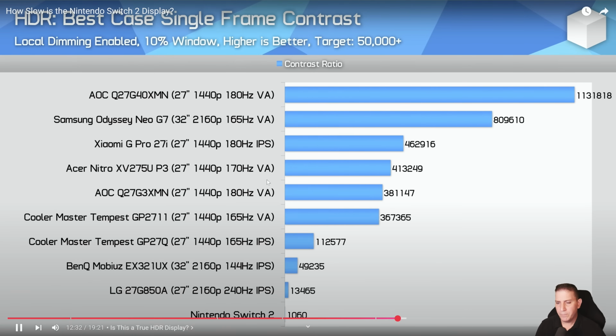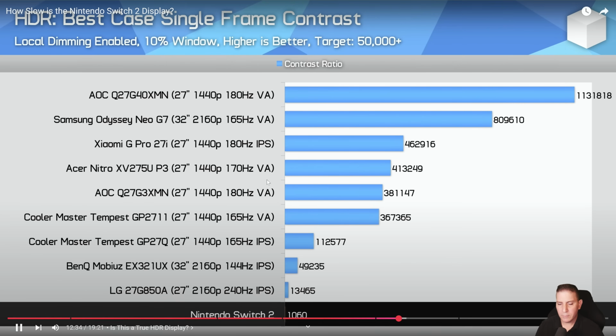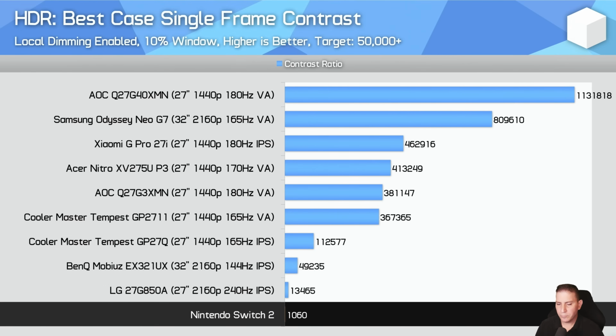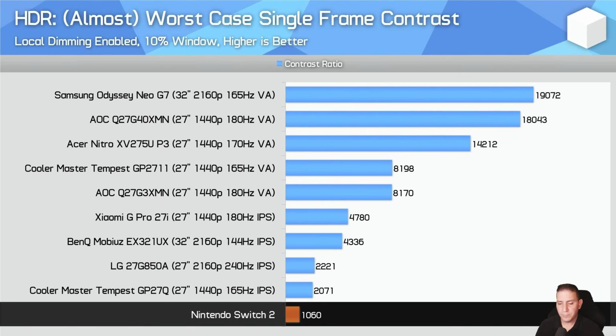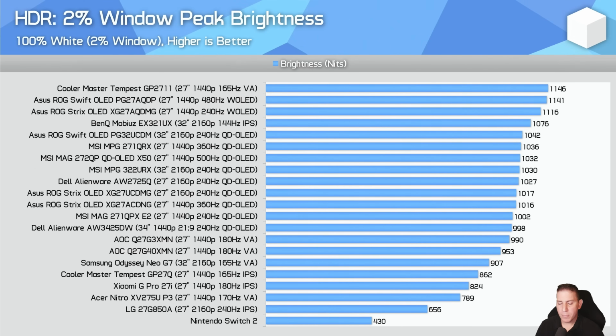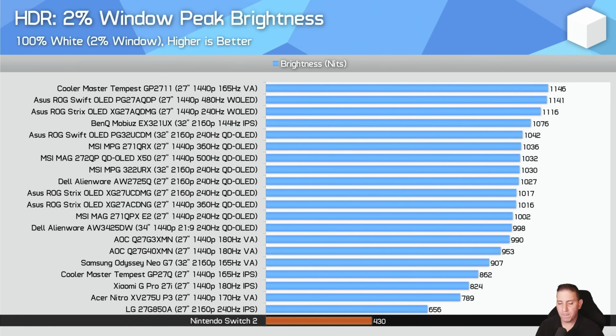HDR content, the maximum local contrast ratio you'll see is around 1060 to 1. For the best HDR experience, you'll need a contrast ratio that exceeds 50,000 to 1. So the Switch 2 doesn't even get close to that. With no real contrast advantage over an SDR screen, the true benefit of HDR, its high dynamic range, so large differences between bright and dark shown at the same time, that benefit is completely missing. Peak brightness is also insufficient for HDR, maxing out at 430 nits.